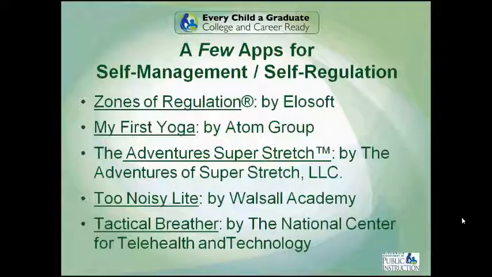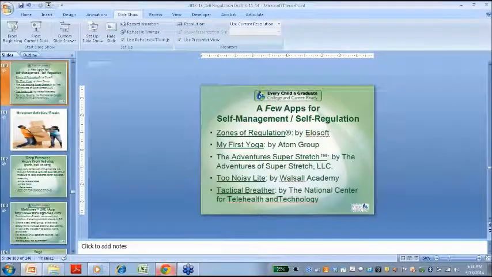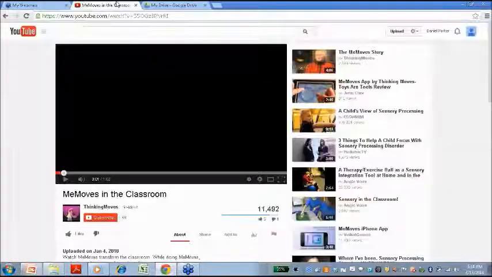There are a number of yoga apps out there, and research shows students with autism spectrum disorder that participate in yoga activities show awesome self-regulation. Tactical Breather is a regulated breathing app. So, you all know there are over 900,000 apps. These are just a few apps for self-management and self-regulation.